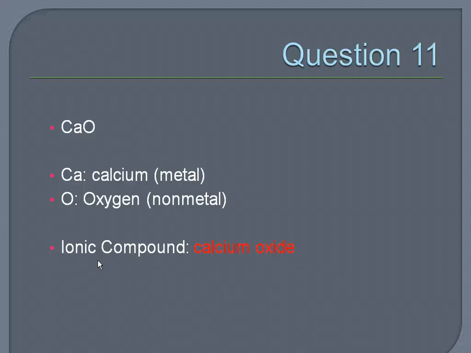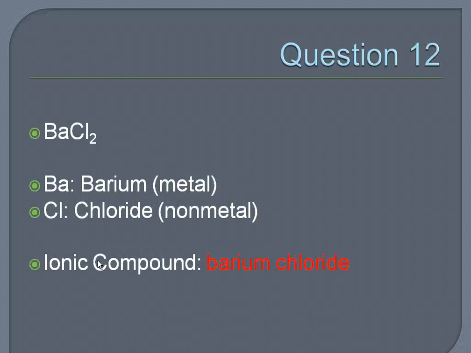Question 11. CaO. Well, Ca is calcium, which is a metal, and O is oxygen, which is a nonmetal, which makes it an ionic compound, which would just go to calcium oxide, as it is an ionic compound and the nonmetal has "ide" at the end.